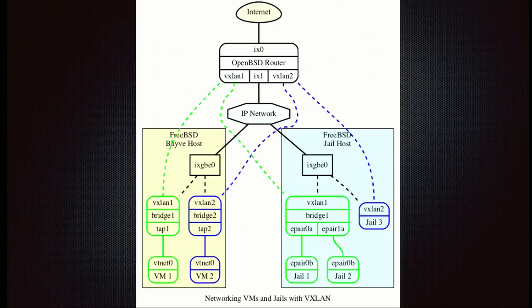I'm a bit confused. In the beginning, you said that you need one VXLAN per point-to-point range, and now it looks like you've got one VXLAN and multiple VMs and jails on one LAN. So do I need to configure each endpoint?